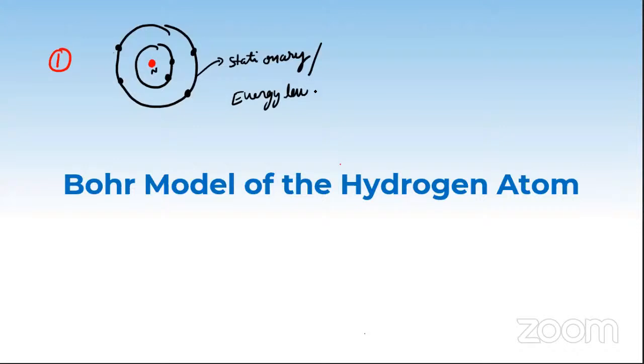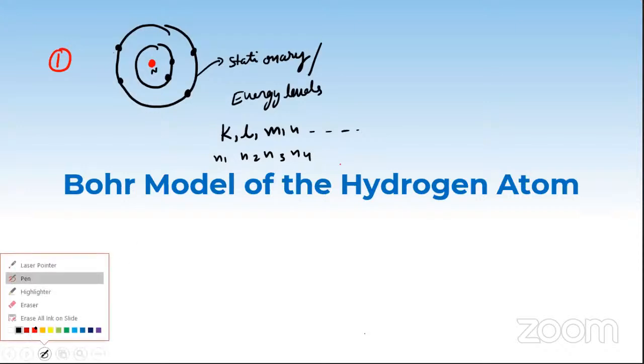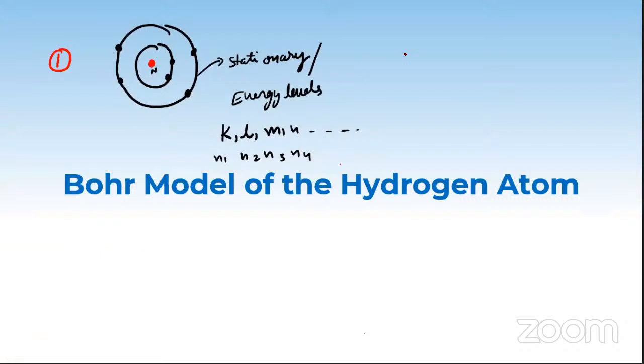Usually the first energy level or stationary state is written as K. The next is L, M, N. Similarly, n1, n2, n3, n4. They are the stationary states or the particular energy levels. So this was the first postulate of Bohr's theory.